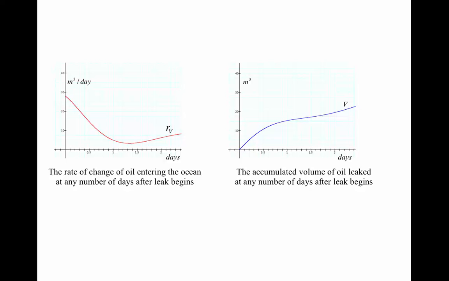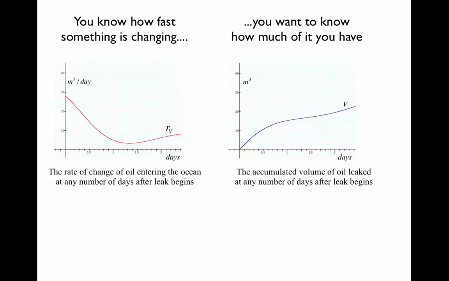Okay. So we've talked about how calculus is all about one of two endeavors. You know how much of something you have, and you want to know how fast it's changing, or you know how fast something is changing, and you want to know how much of it you have. So we are on journey number 2. You know how fast something is changing. In other words, we're given a rate of change function, and we want to know how much of it we have.